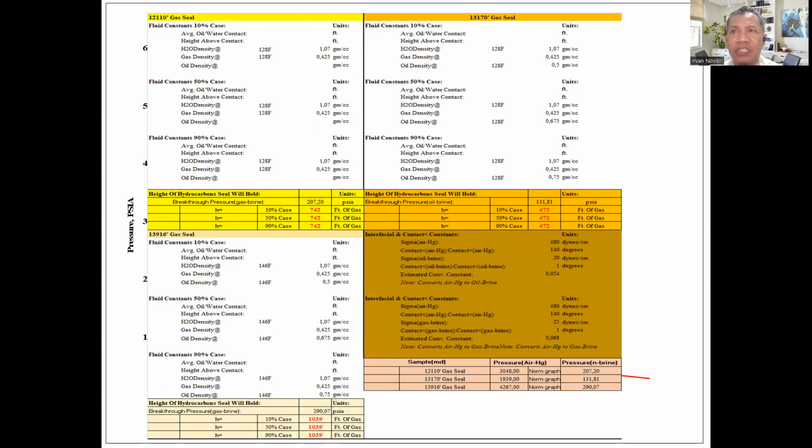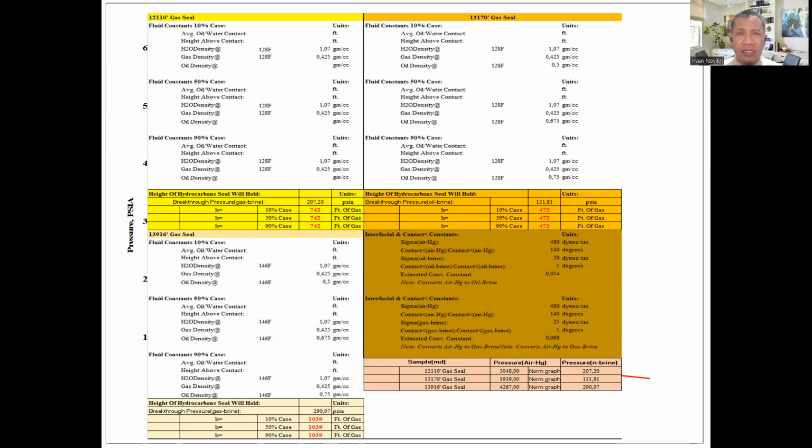In the given context, the values provided represent the capillary pressure at specific depths in a subsurface formation. From the graph, we can see the information about the fluid constants, including oil-water contact, head above contact, densities of different fluids at various temperatures, and also the breakthrough pressure for gas-brine and oil-brine systems.